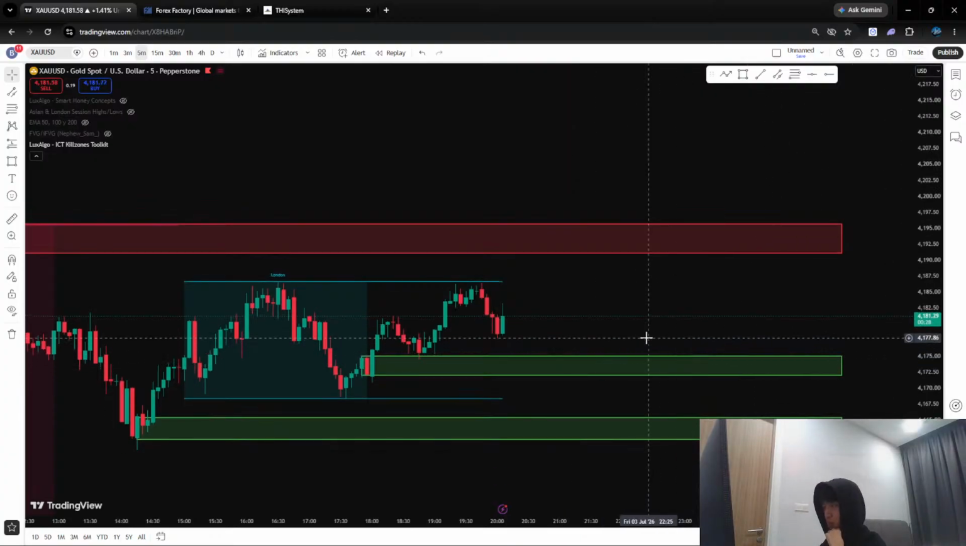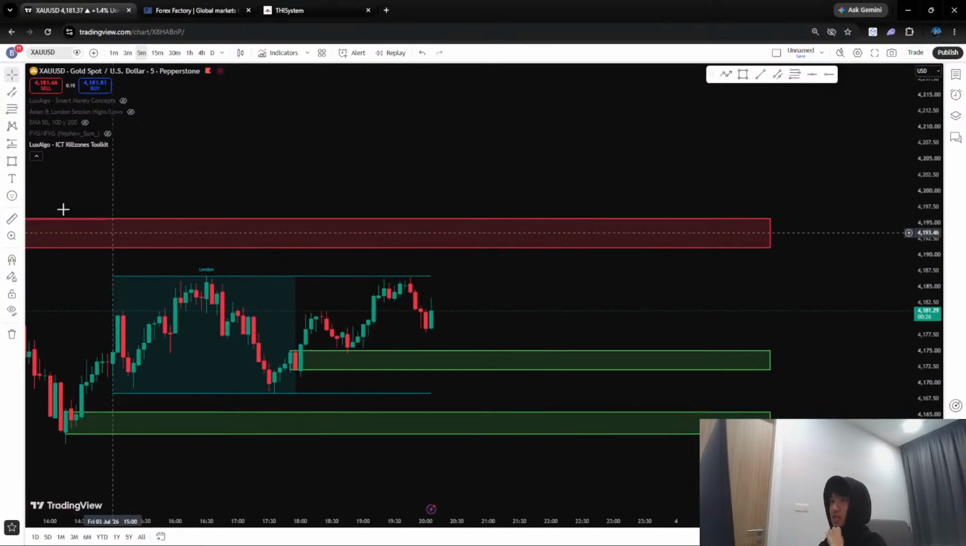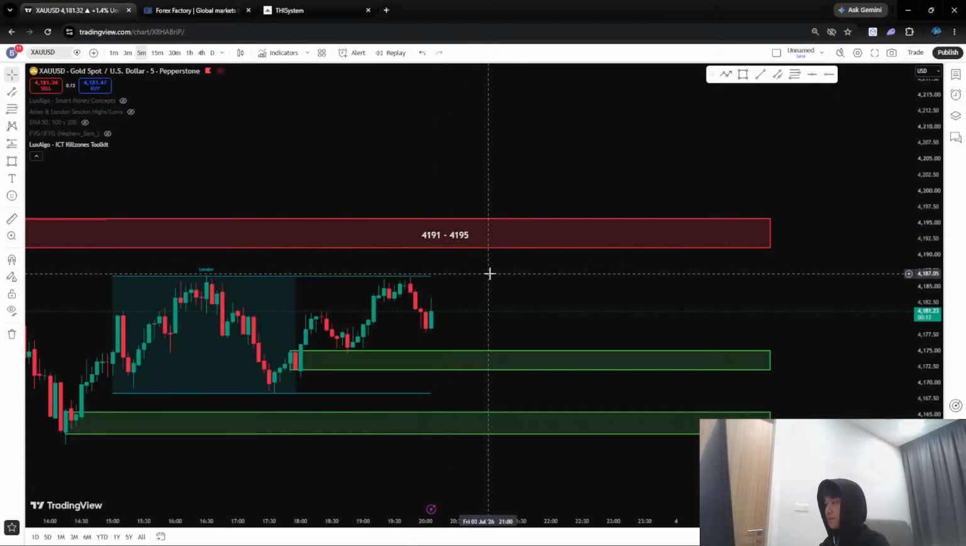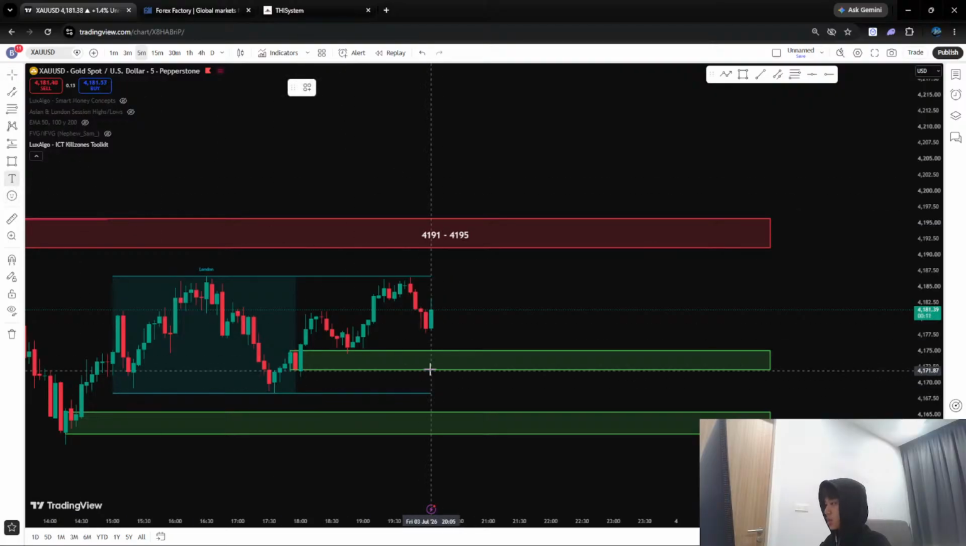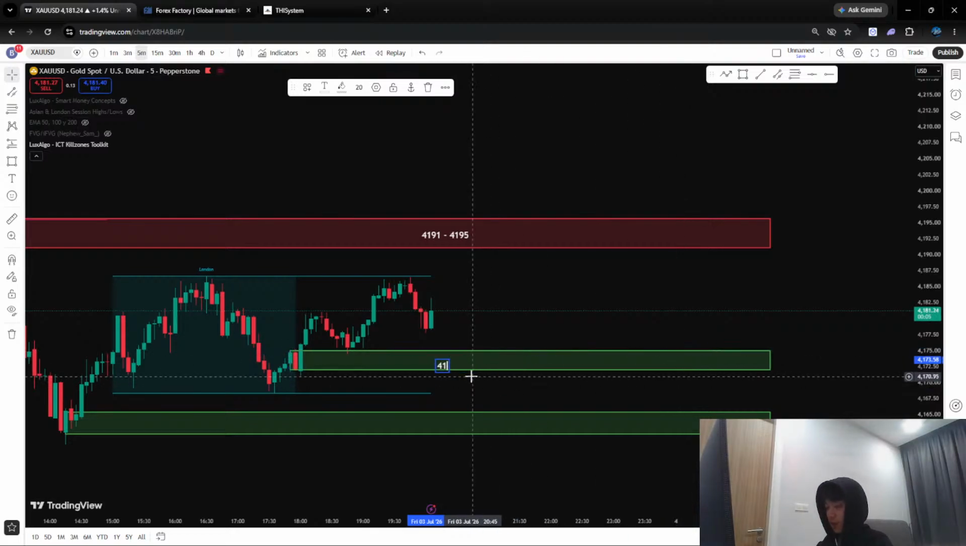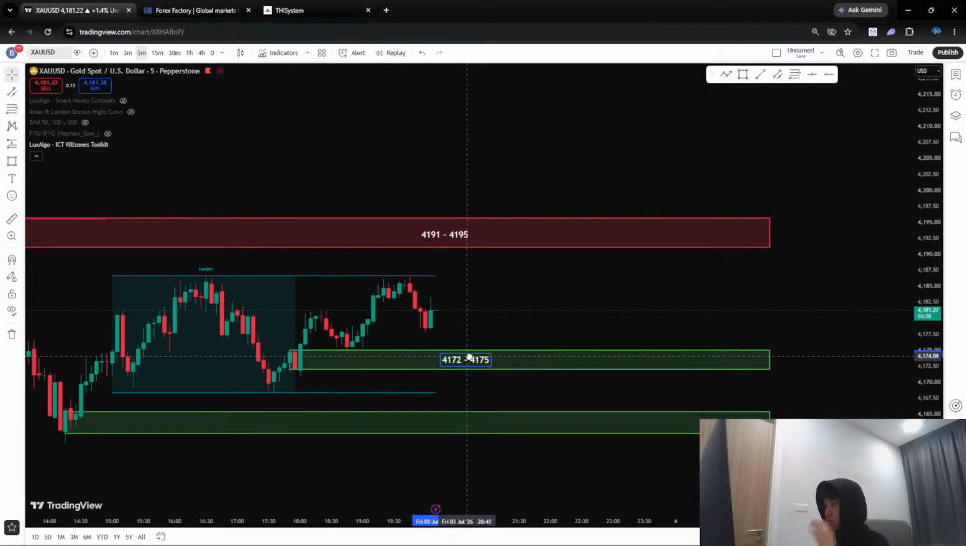Alright, key zones can be here. You guys can type it down, or I can type it for you. This one is around 4191 to 4195. Then the second area will be right here, around 4172 to 4175. These are the two main areas first.